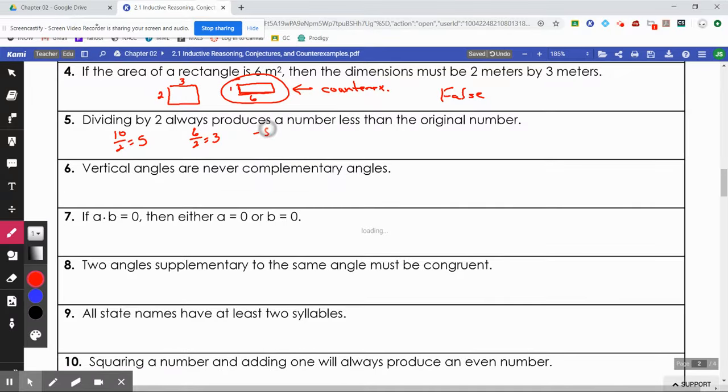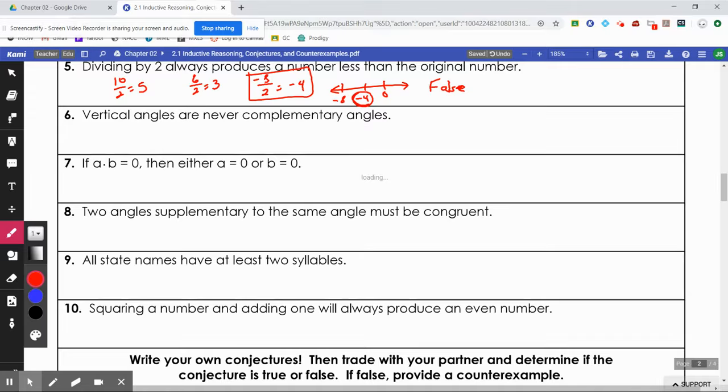What about if you divide a negative by 2? Negative 8 divided by 2 is negative 4. If you think about your number line, where is negative 4, negative 8? Here's 0, negative 4, negative 8. Negative 4 is larger. So when you divided negative 8 by 2, it gave you a larger number. There's a counterexample. This would be a false statement.